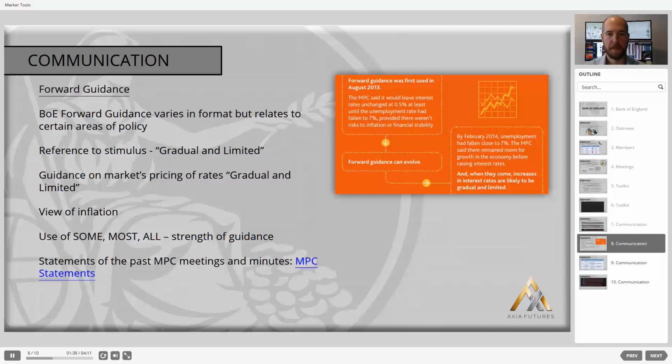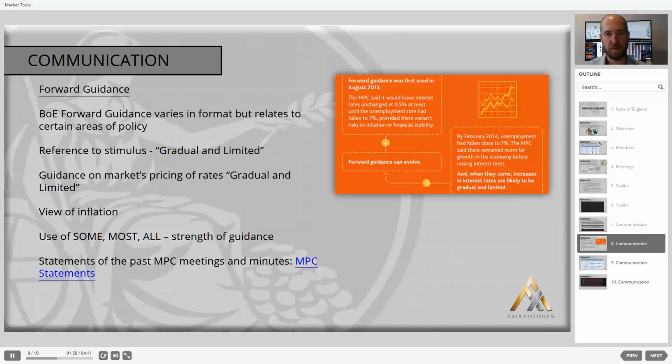So, good technical setup. How do we see Bank of England communication and forward guidance nowadays? Their specific forward guidance is always related to stimulus, and this is the reference to gradual and limited.